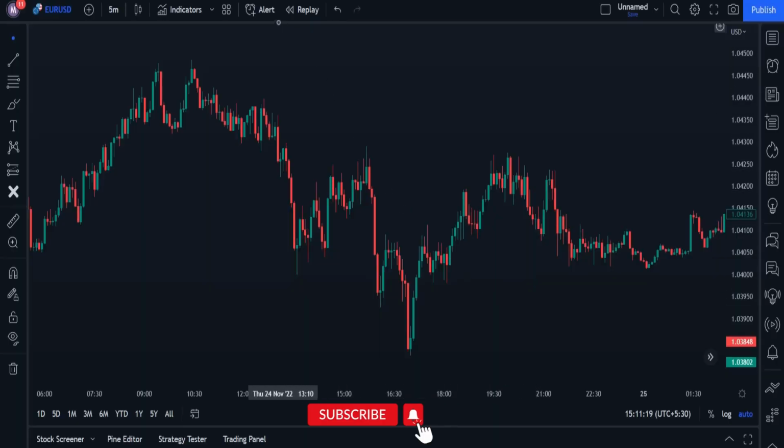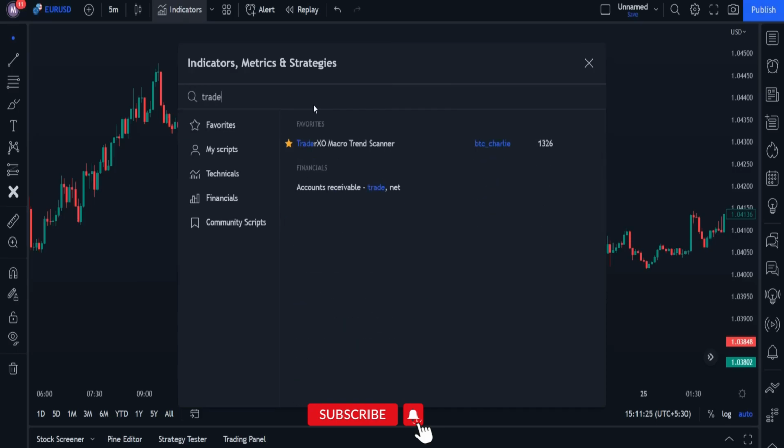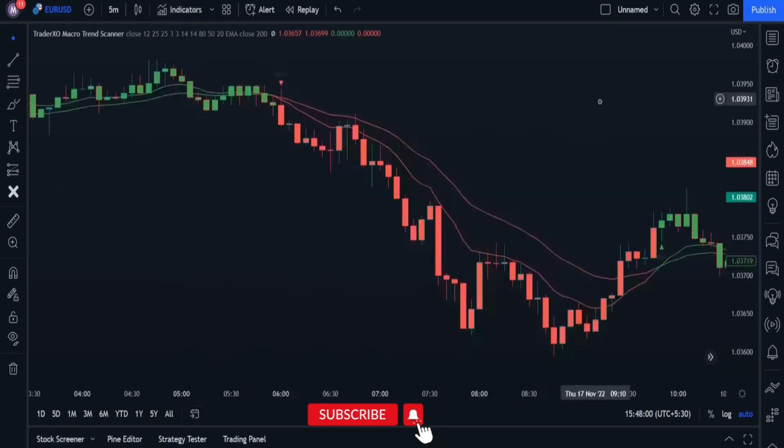Let's get to applying the first indicator. For this, we will open the indicator section in TradingView, then type our first indicator's name, which is Trader XO Macro Trend Scanner. We add this to the chart. The Trader XO indicator gives a very simple and clear buy and sell signal that we're going to use to trade. This indicator contains 2 moving average lines.